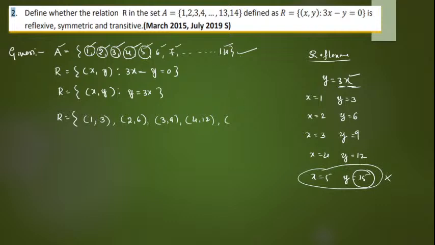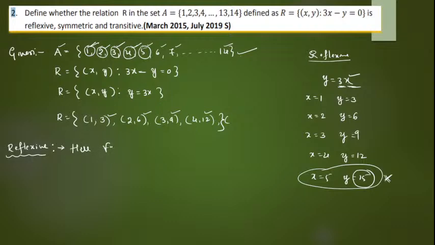Without 15, see all your x value and y value will be present in your A set. So here you can't take this order pair. So only we have 1 comma 3, 2 comma 6, 3 comma 9 and 4 comma 12. Now you have to check whether it is reflexive or not, right? So for reflexive, every element of set A must contain its doublet. For example, if 1 is there, it must contain 1 comma 1, 2 comma 2, 3 comma 3, 4 comma 4, and so on. But here no such order pair is visible, right?